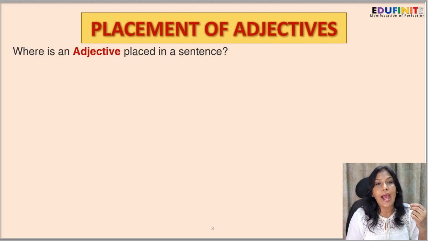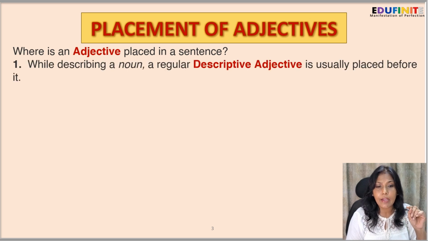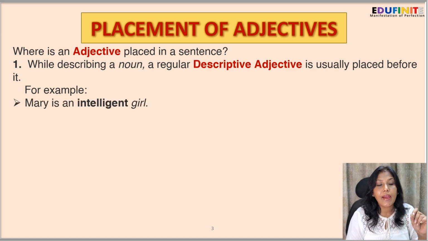Next, the placement of adjectives. Now, where is an adjective placed in a sentence? So you might be wondering, so let's see. While describing a noun, a regular descriptive adjective is usually placed before it. For example, Mary is an intelligent girl. Now over here, the word intelligent is the adjective which is describing the noun girl. So it's just placed before the noun girl. So this is one of the positions of the adjectives.